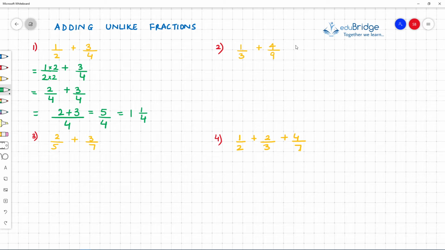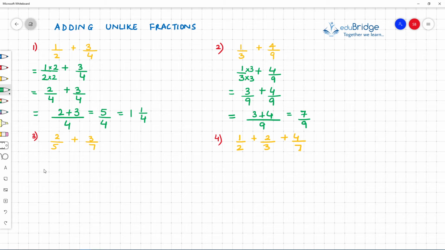Let's take another example. We have 1 by 3 plus 4 by 9. Again, I can multiply the first fraction by 3, both numerator and denominator, to get the same denominator. So my first fraction becomes 3 by 9 plus 4 by 9. I have like fractions now. I take 9 as the common base, 3 plus 4, which is 7 by 9. So my fractions are added.